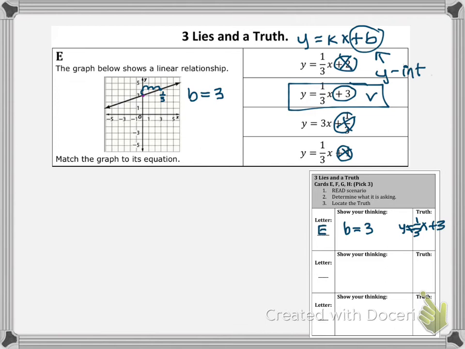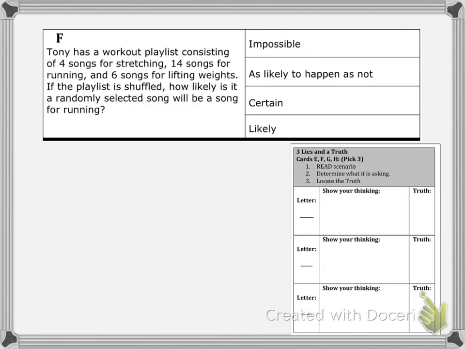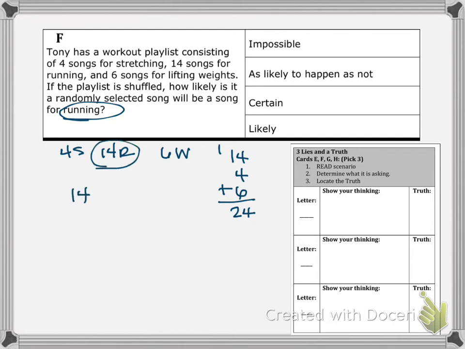Okay, so then the next one, F. Tori has a workout playlist consisting of 4 songs for stretching, 14 songs for running, and 6 songs for lifting weights. So we have 4 for stretching, 14 for running, and then 6 for lifting weights. If the playlist is shuffled, how likely is it to be randomly selected song will be a song for running? Okay, so your first step is going to be to add up all these numbers, right, where we get 24. And then running, there are 14 out of 24.